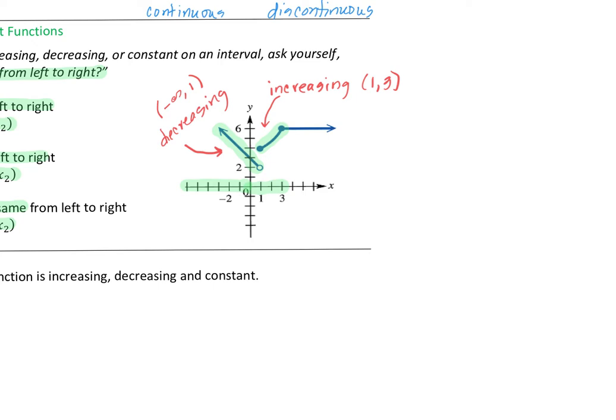And then as we move on to x values that are larger than 3, we see that the graph remains constant. And this graph is going to remain constant until it gets closer and closer to infinity, which means this is constant on the interval from, in parentheses, 3 to infinity.